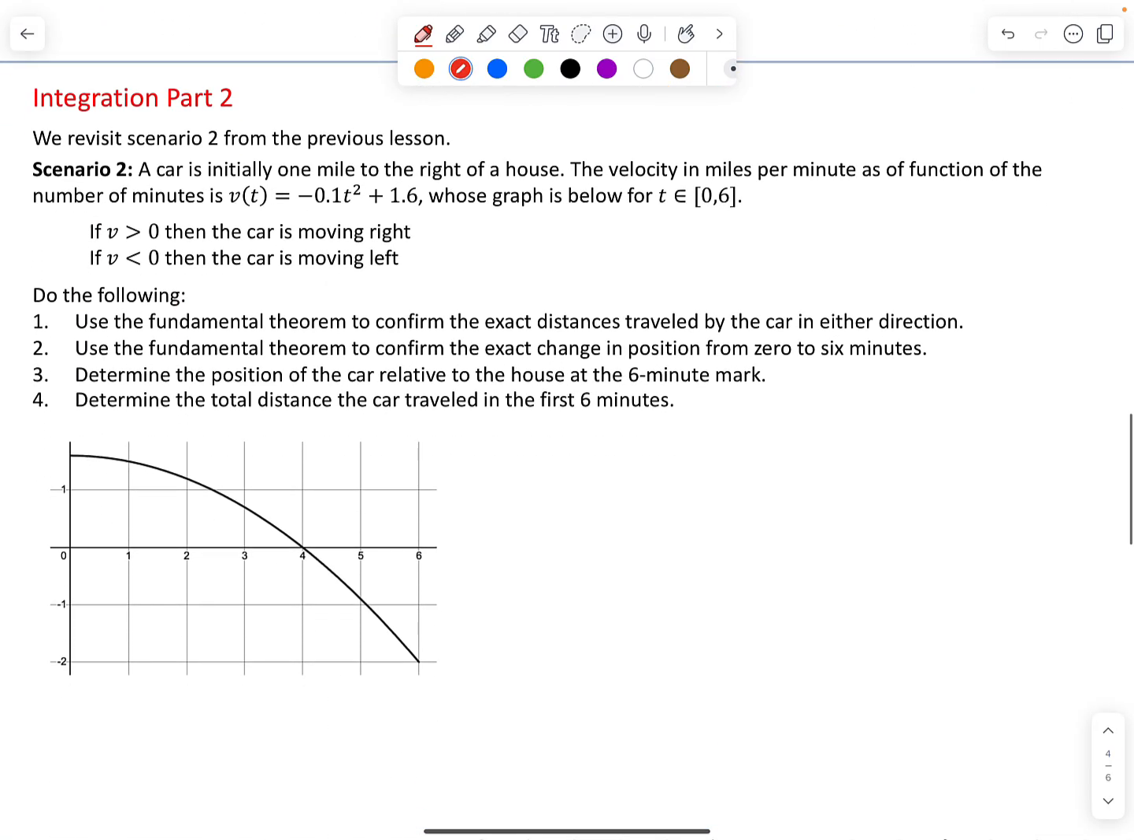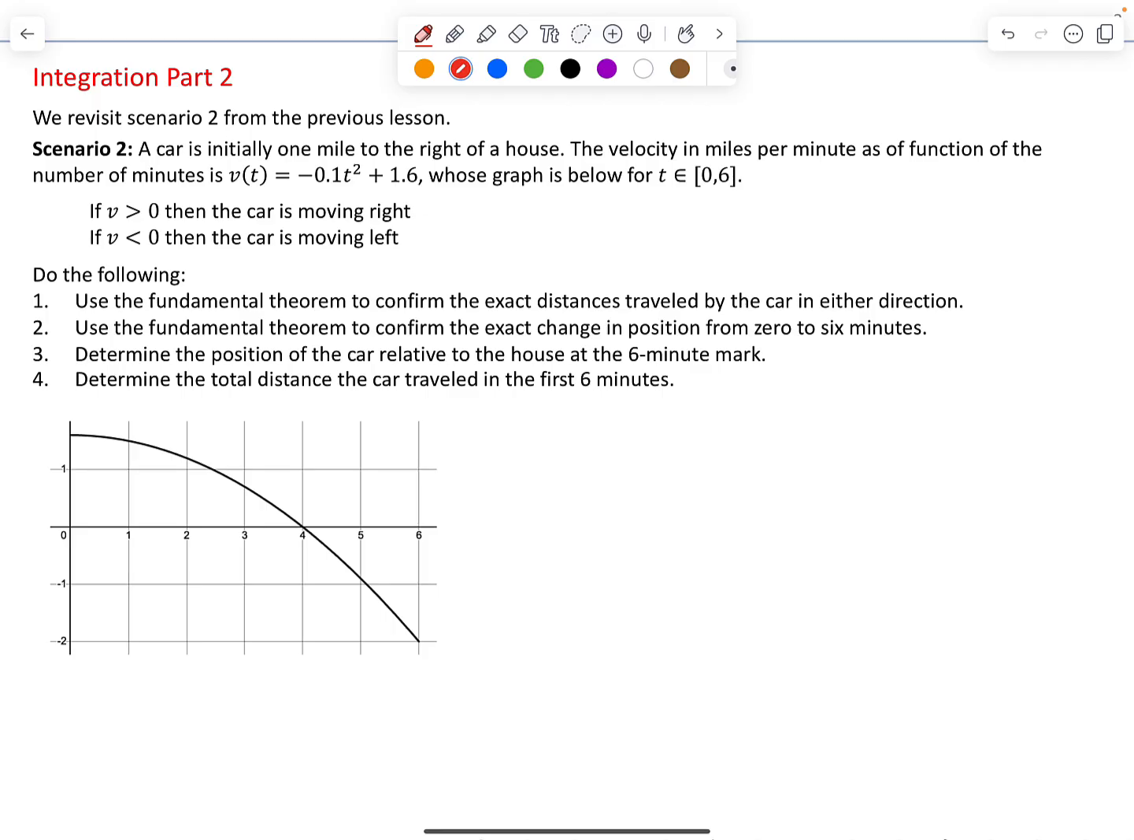Now we revisit scenario 2 from the previous lesson. Scenario 2 was that a car is initially 1 mile to the right of a house. The velocity in miles per minute as a function of the number of minutes is v of t equals negative 0.1 t squared plus 1.6, whose graph is below for t between 0 and 6. Furthermore, when v is positive, the car is moving right, and when v is negative, the car is moving left.